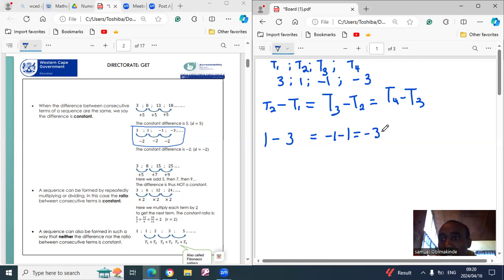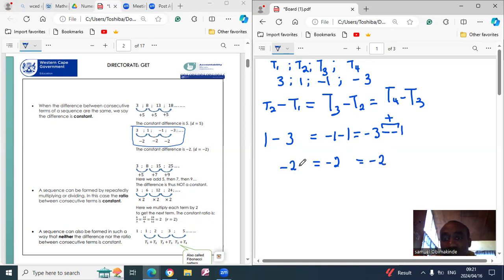Then you put this minus 3, then T3 is -1, so that will be -1. If we look at it, 1 minus 3 will give us -2. Then -1 is -2. Then here, these two negatives form a positive. So we have -3 plus 1. That also gives us -2.